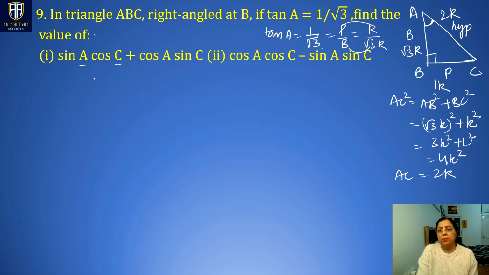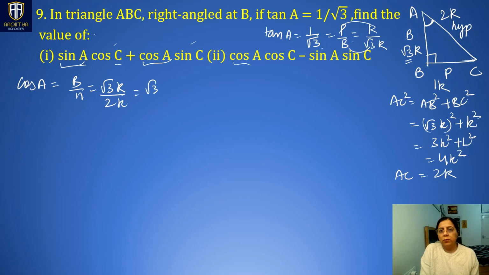Now I am writing ratios about angle A first. What are the values that we require? Sin A, cos A, and similarly, we require cos C, sin C. For A, cos A is base upon hypotenuse. Base is this, root 3K upon hypotenuse, which is 2K. So we have root 3 by 2. And sine of A is perpendicular upon hypotenuse. Perpendicular is 1K upon hypotenuse 2K. So this becomes 1 by 2.